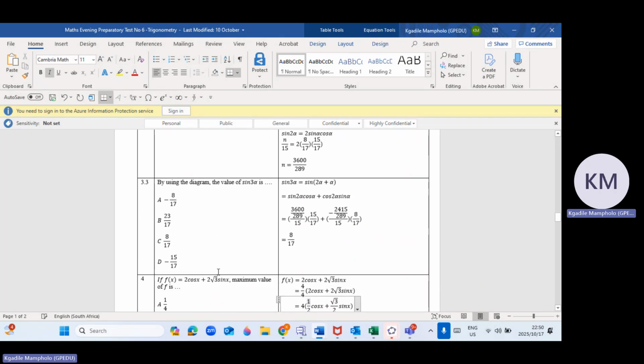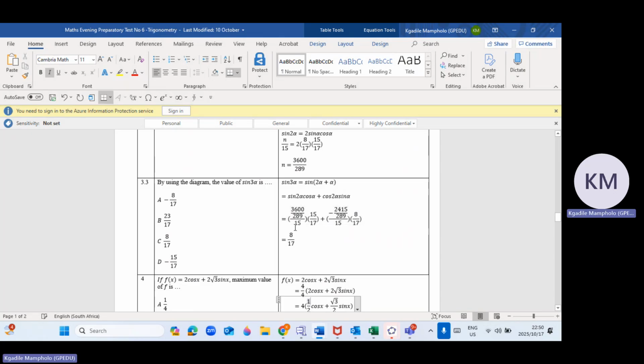3.3, by using the diagram, the value of sine 3 alpha is. Since we have 3 alpha here, but we don't have an arm with 3 alpha, it means we are going to expand this 3 alpha into sine of 2 alpha plus alpha, because the 2 arms have the 2 angles, 2 alpha and alpha.